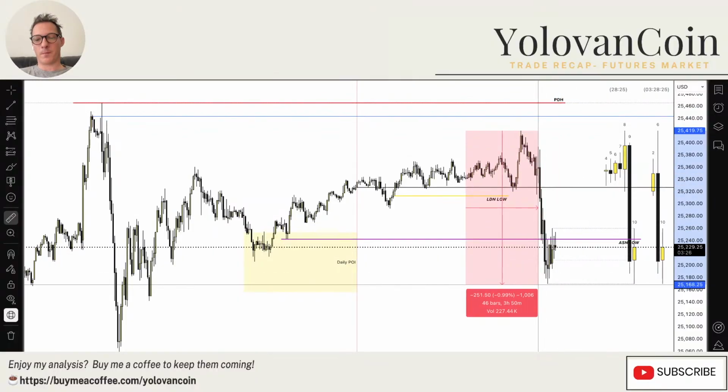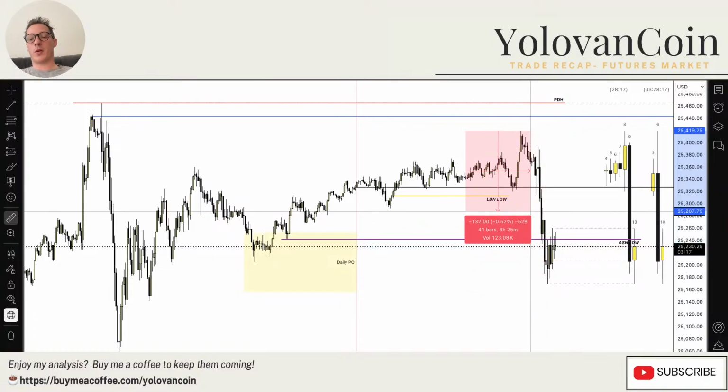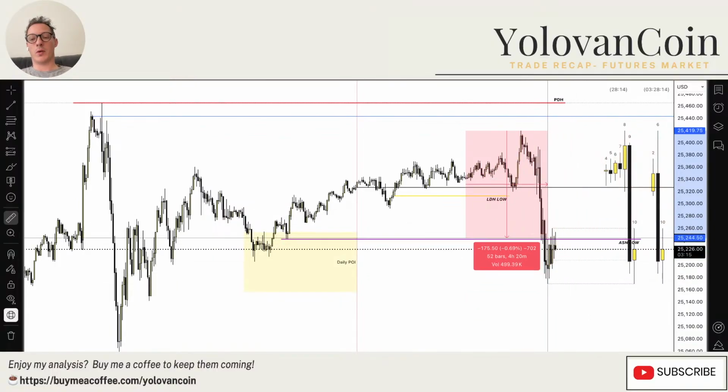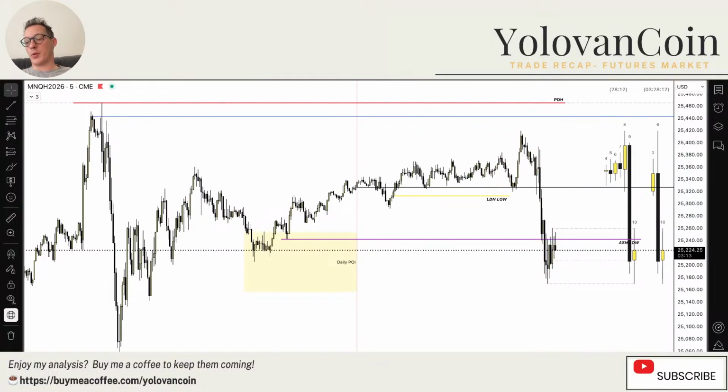So right now, even if, okay, let's say I don't trade the fractal model, I would just close my eyes and press short right now from this Asian low and see what the market wants to do.